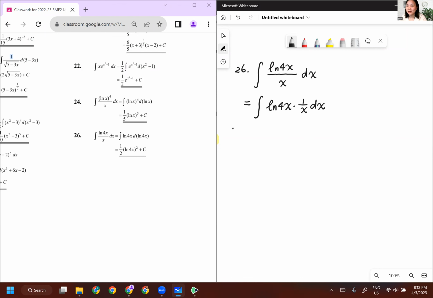This is similar to the previous question. And then I will do this. Now this is very similar to the previous one. I will do this. 1 over x dx is d log absolute value x. Similar to the previous question, because in this question we know x is positive, therefore I can remove the absolute value. Okay.